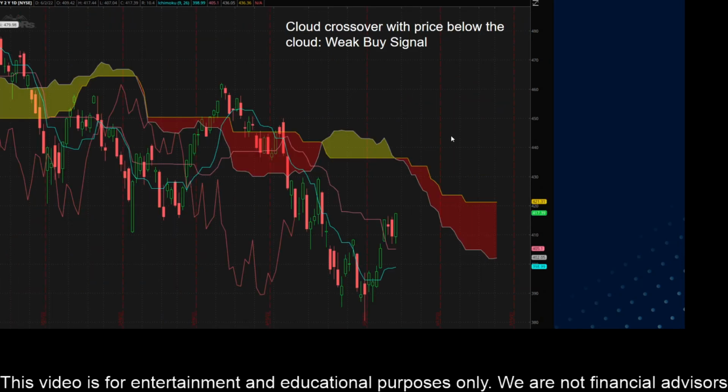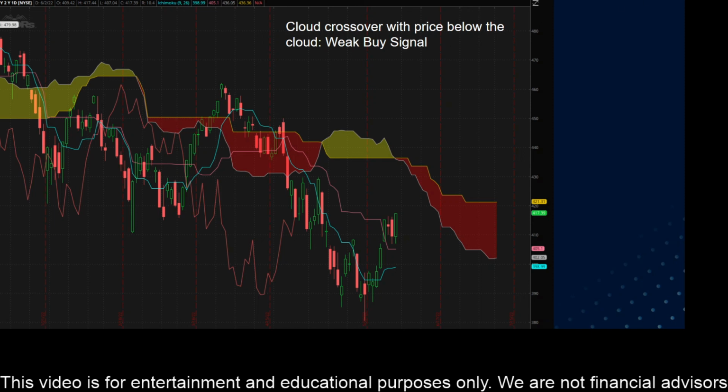And then here we have the cloud crossing over with the price below the cloud. This is a weak buy signal. So this is a good example here where the cloud was red. The cloud turned yellow here. So we had the span lines cross over. We have the change in color on the cloud, but look at the price action down here. That is a weak buy signal.